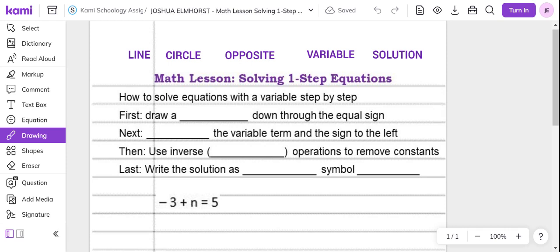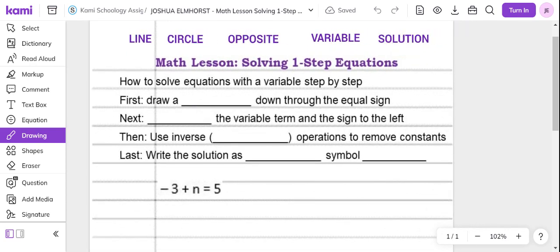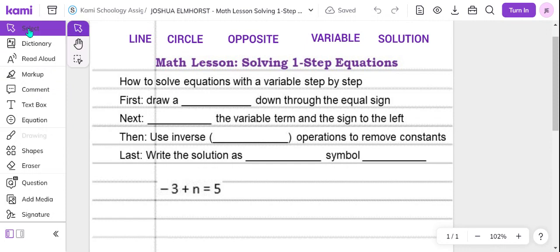Howdy, howdy. This is Mr. Elmhorst with the math lesson where we're going to take a look at solving one-step equations and develop this strategy to help us focus step by step on how to go about solving and what to focus on. So the first thing we're going to do, how to solve the equation step by step.